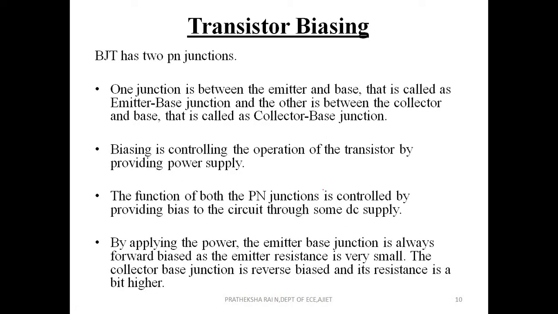So let us see transistor biasing. Now we have to give input, right? So how are we going to do this? BJT has two PN junctions. What are the two PN junctions? One junction is between the emitter and the base, and one more is between the collector and the base, right?